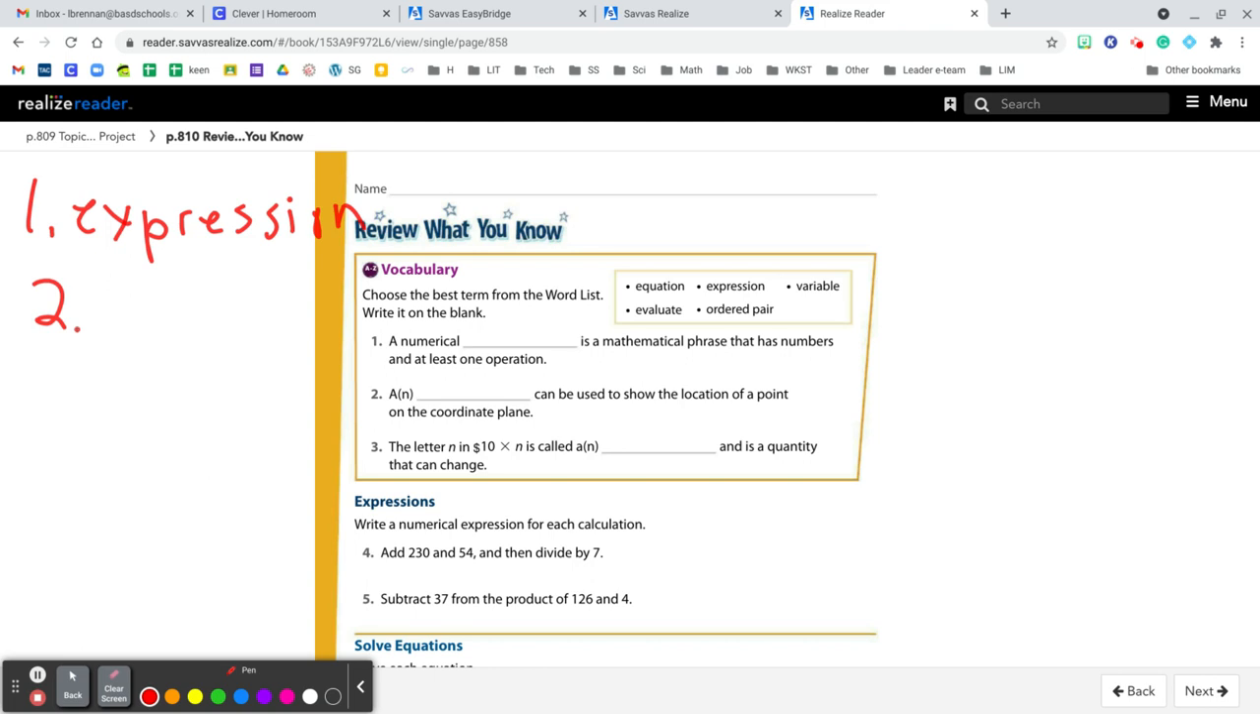Number 2. A blank can be used to show the location of a point on a coordinate grid. An ordered pair. And number 3, the letter N in 10 times N is called a variable.